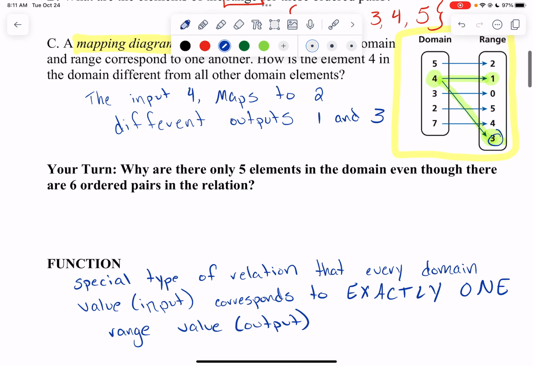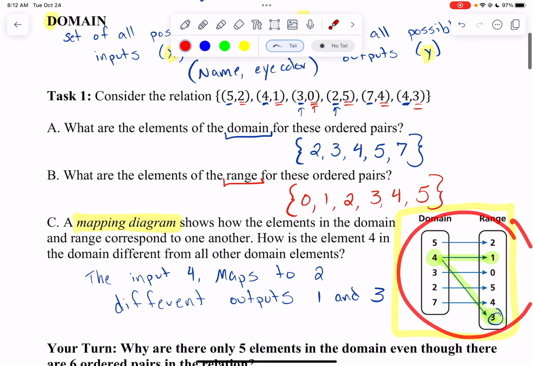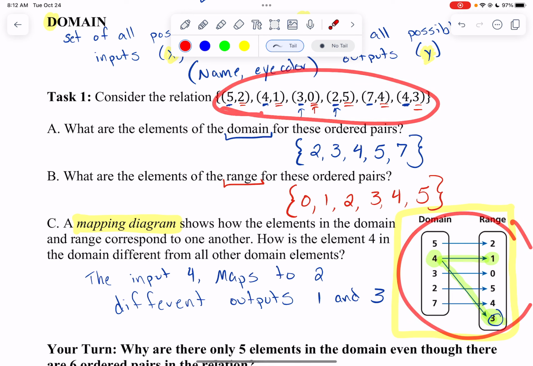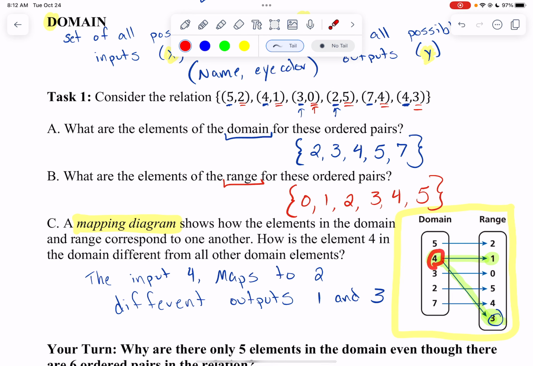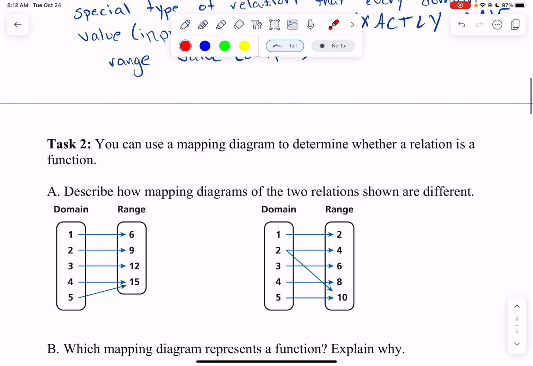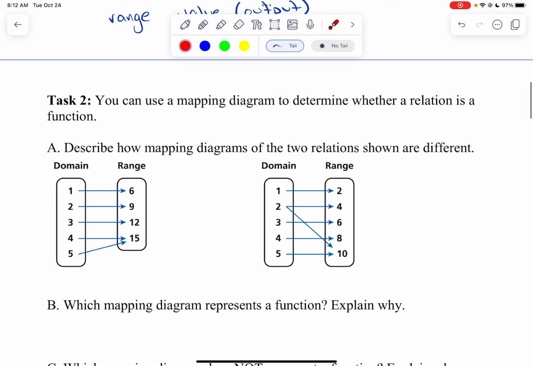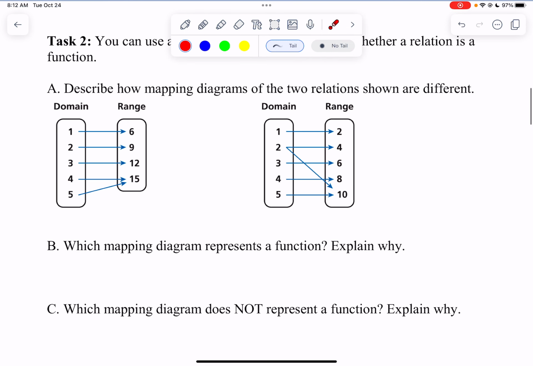So this relation up here that we were talking about in task 1 is not a function, because the input of 4 goes to 2 outputs. Not a function. It's still a relation. Like, we have relations, it's just not a function. So you can use a mapping diagram to determine whether a relation is a function. So if we look here, we want to describe how the mapping diagrams of the 2 relations shown are different.